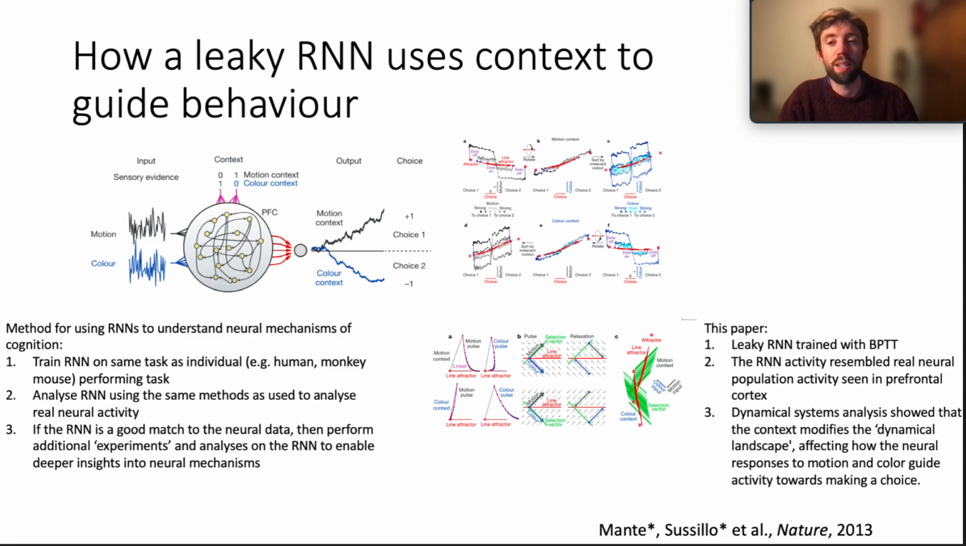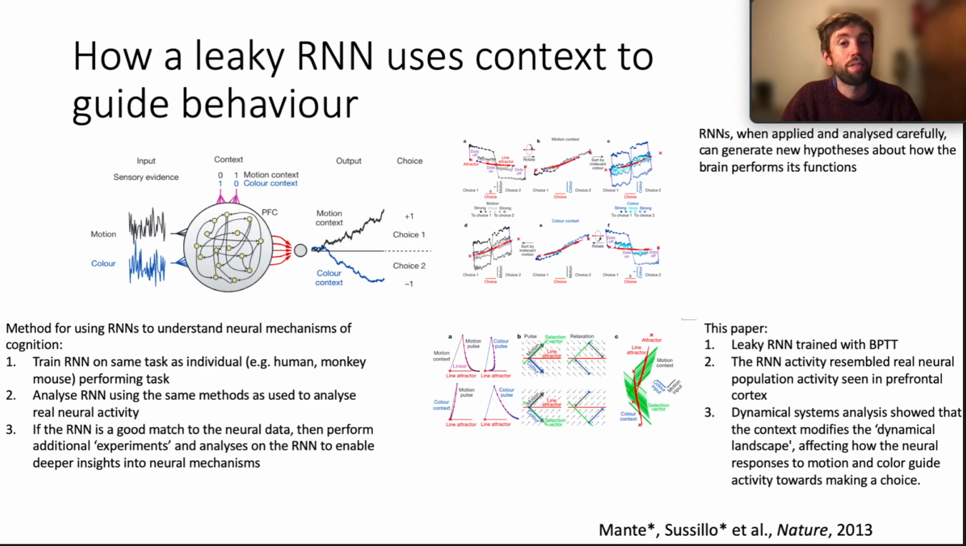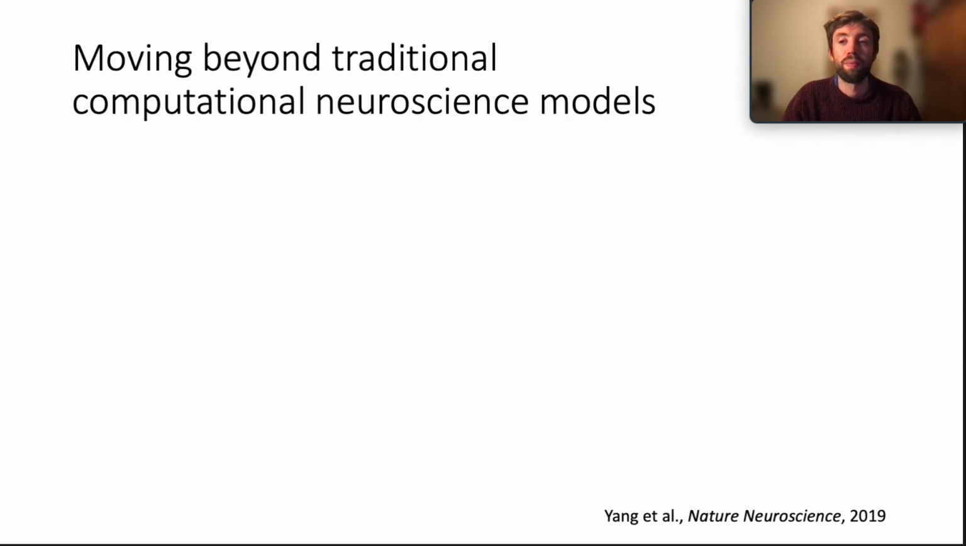So this is really a remarkable achievement in applying RNNs and dynamical systems analysis to understand neural activity in the brain. And this kind of careful application of RNNs can be really useful for generating new hypotheses about how the brain performs its functions.